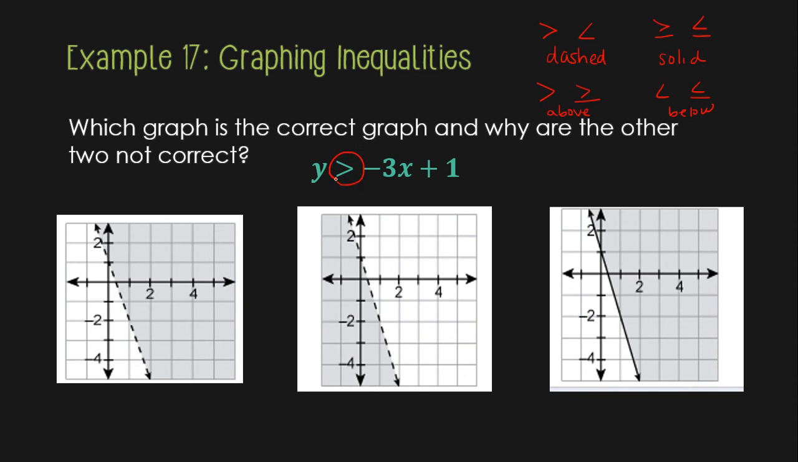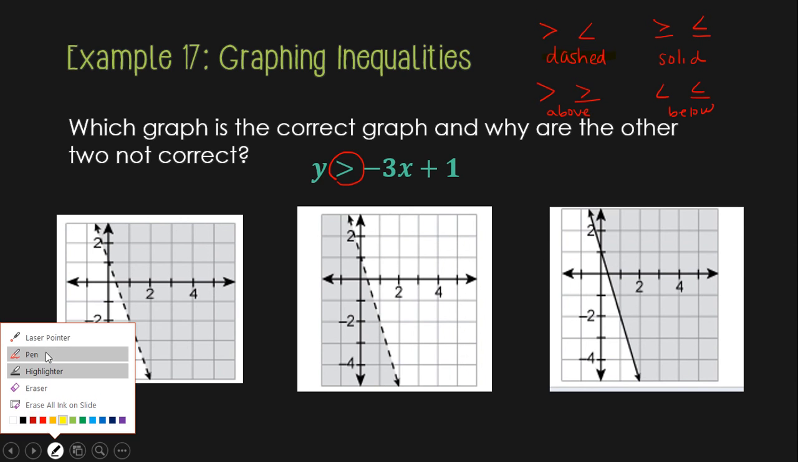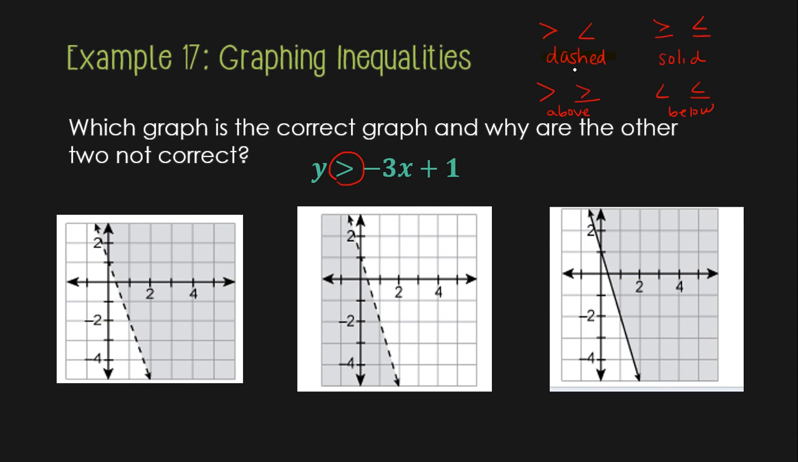So right away I have a greater than sign. So if I have a greater than sign, this indicates that we are going to be dashed, and that doesn't show up. Let me pick a different color pen. Okay, so we are going to be dashed, and we're going to be shading above, okay, because they're greater than. So I have 3 choices here. This is dashed, and I want to be above the line.